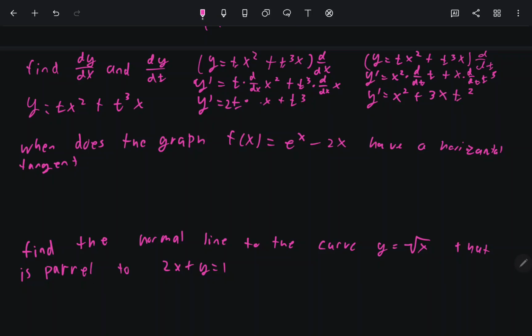And those are answers. The next question we have is, when does the graph e to the power of x minus 2x have a horizontal tangent?